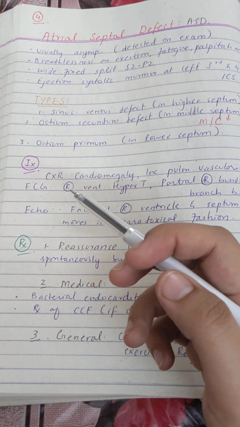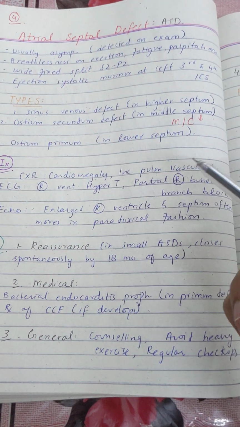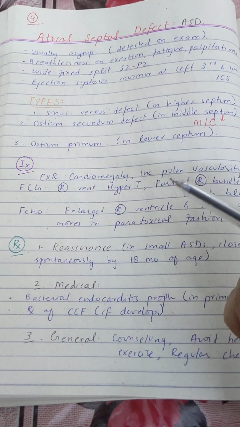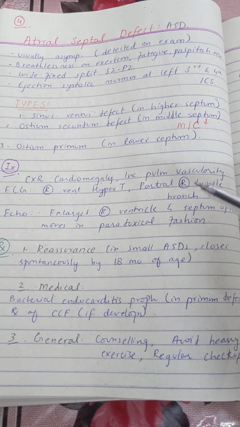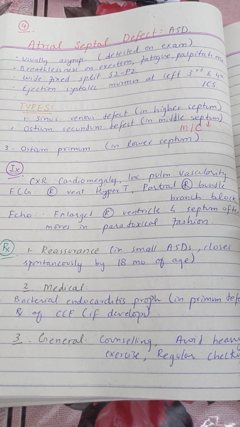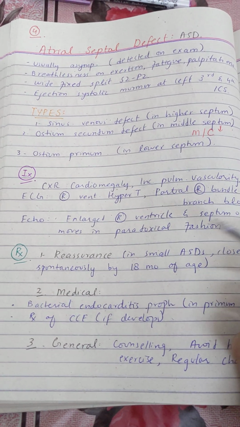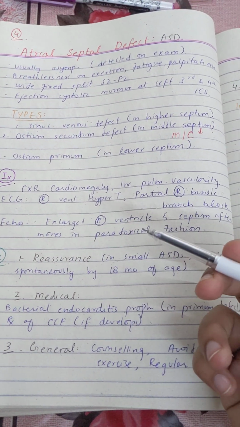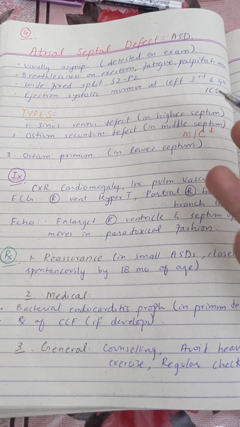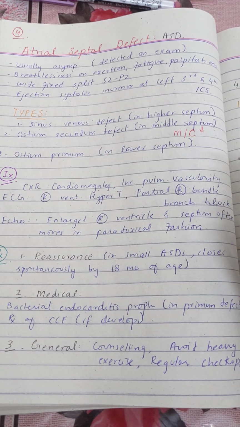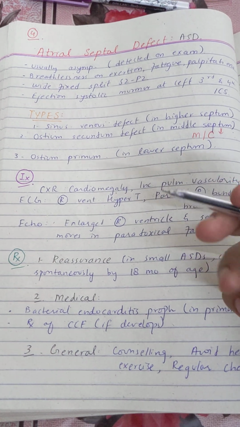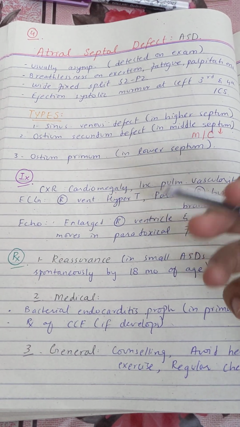Okay, now what are the important investigations in a child with ASD? Number one is the chest X-ray, which will show cardiomegaly and increased pulmonary vascularity. Then we can also order an ECG, which will show right ventricular hypertrophy and partial right bundle branch block. Echocardiography will show an enlarged right ventricle, and the septum often moves in a paradoxical fashion because there is a defect in the septum. So chest X-ray, ECG and echocardiography will be the investigations for ASD.